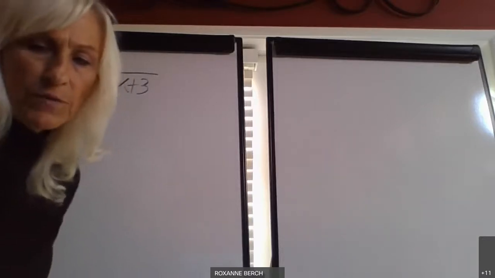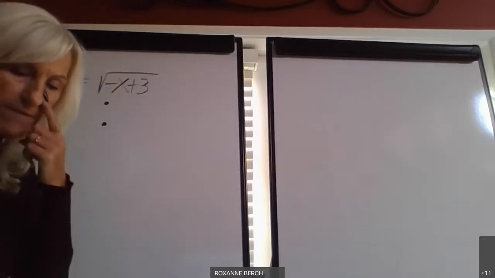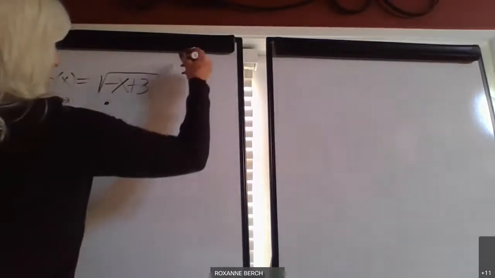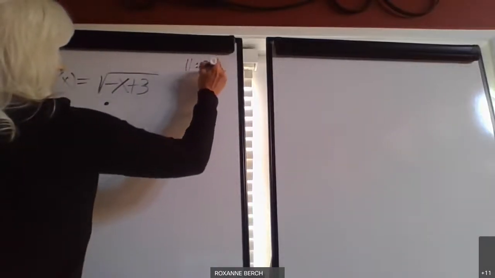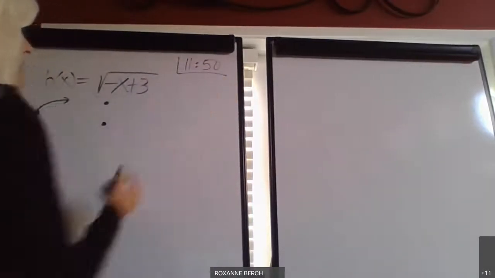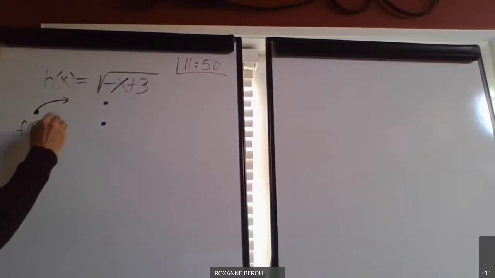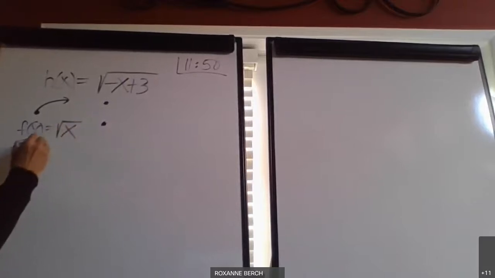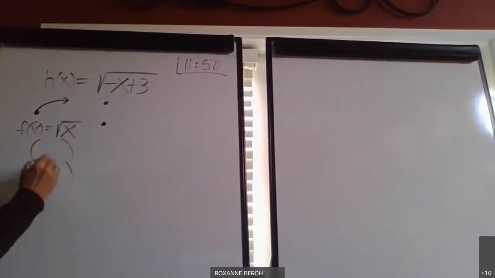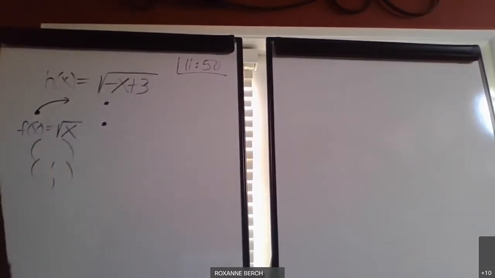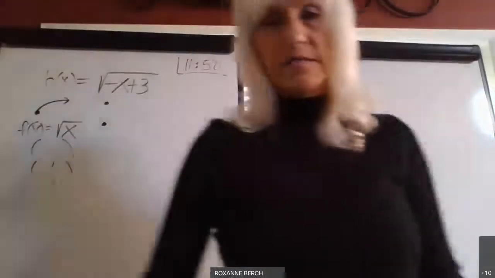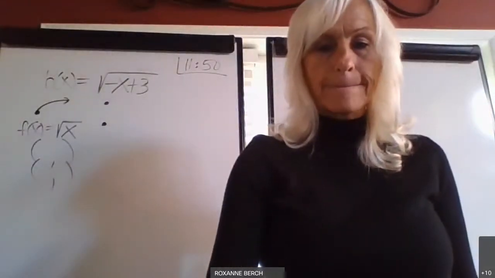Okay, it's 11:43, so you're going to be back at 11:50. All right, if you can't remember the points for this, what you're going to do is you're going to substitute numbers into square root of x and come up with the points. All right, I'll see you in the teams.